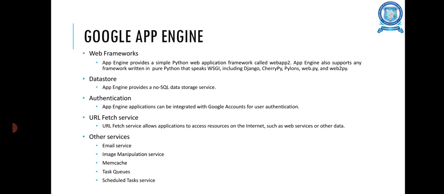For URL fetch service, the URL fetch service allows applications to access resources on the internet. Some of the other services provided by Google App Engine are email service, image manipulation service, memory cache, task queue, and scheduled task service.